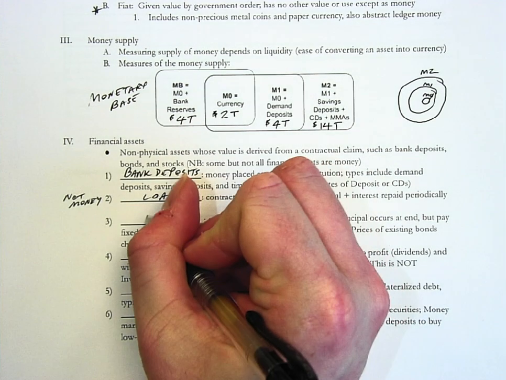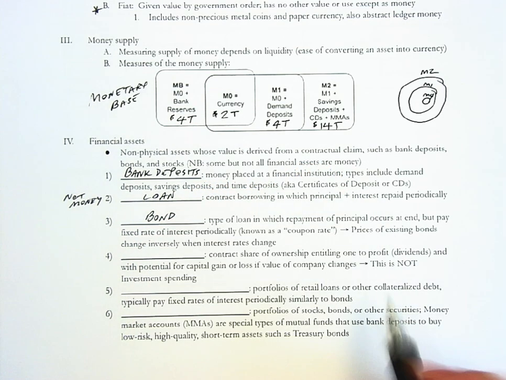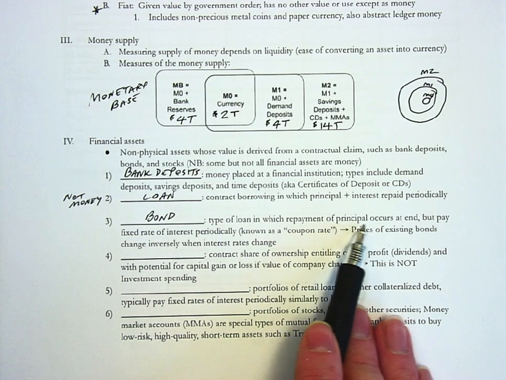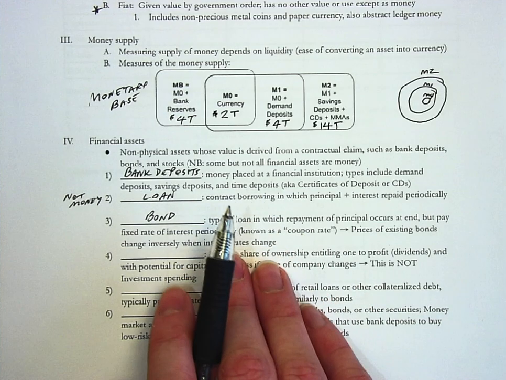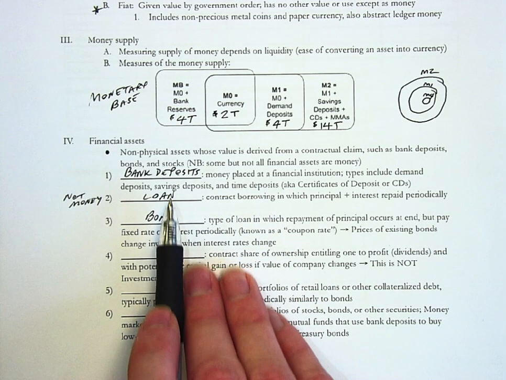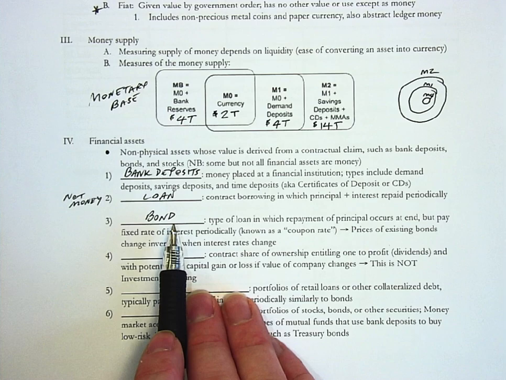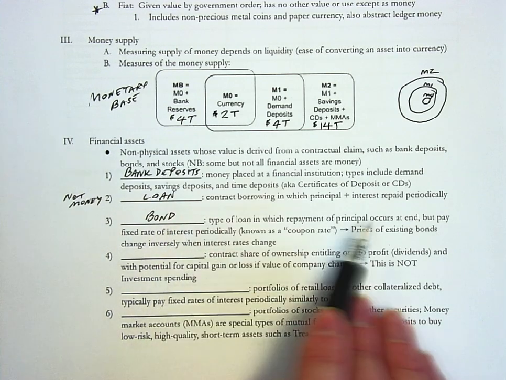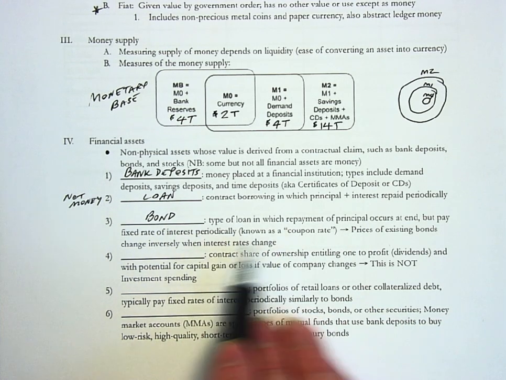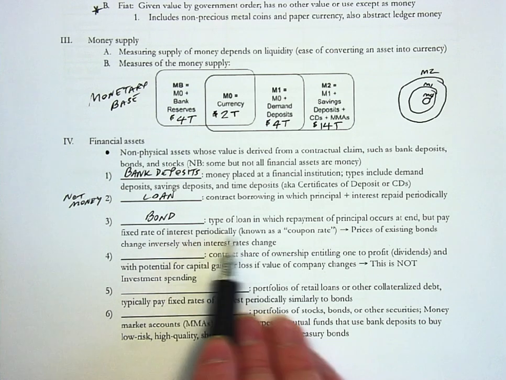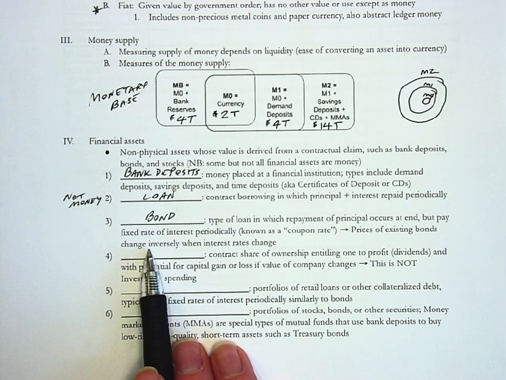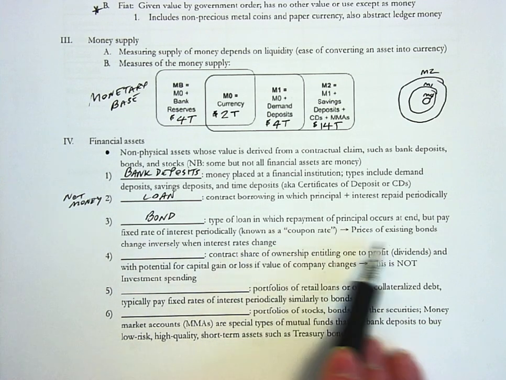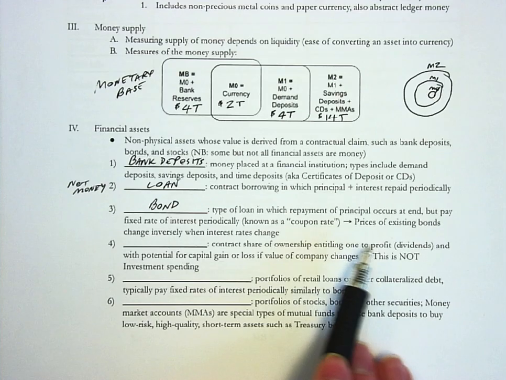There's a special type of loan called a bond. And a bond is a type of loan where there's a repayment of principal that all happens at the end. In other words, I loan you $1,000, and rather than you paying me back $100 a month, which would be maybe like a loan, a bond is one where you repay me the full $1,000 at the end, but you pay a fixed rate of interest throughout the loan. So maybe every month you pay me a little interest, and that's called the coupon rate. The prices of existing bonds actually change inversely when interest rates change, and we're going to return back to that later. But it's a fairly straightforward idea.